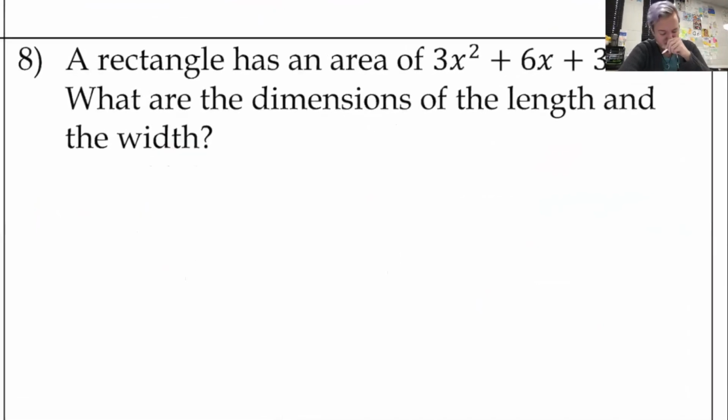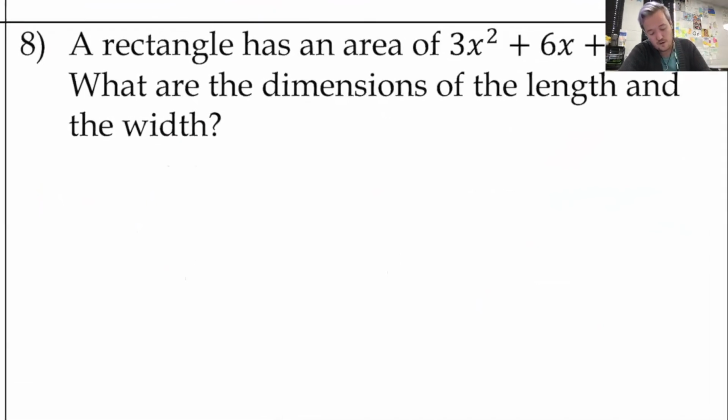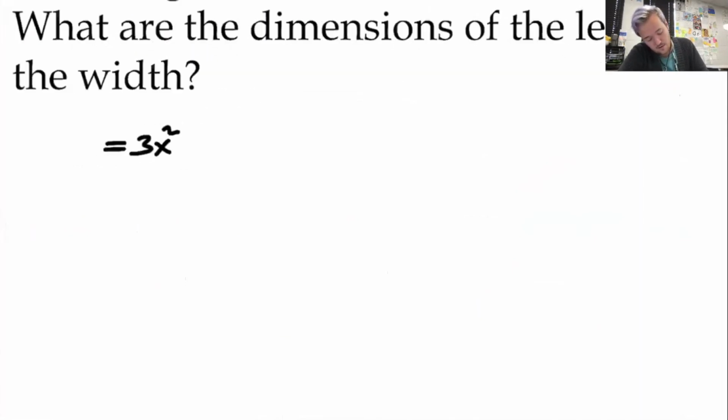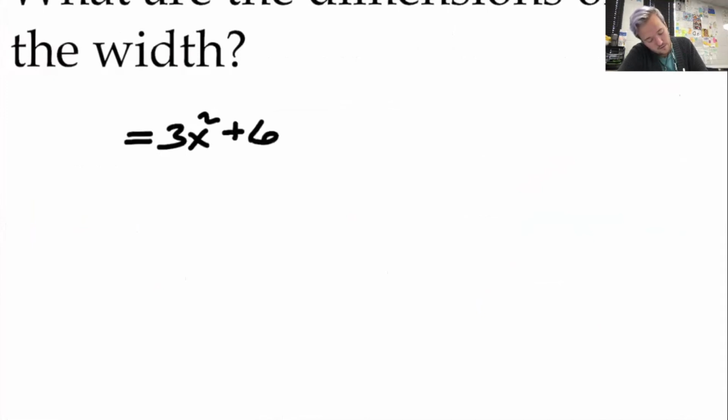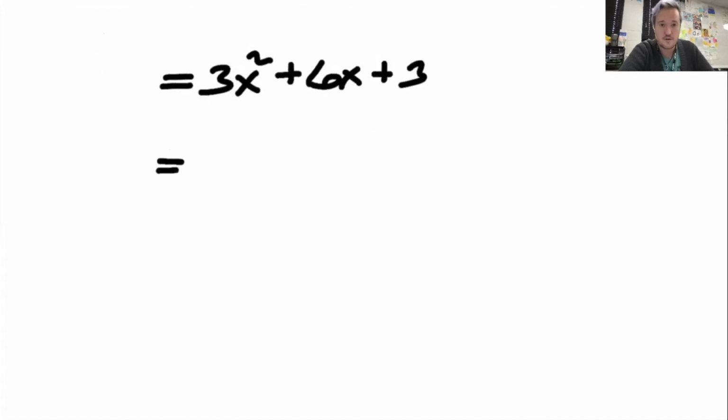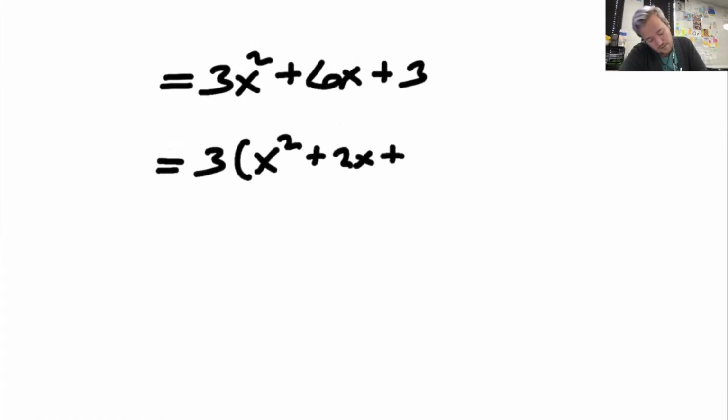It's really just the same idea. So I'm going to take 3x squared plus 6x plus 3, and you just want to solve it using grouping. If possible, take out a greatest common factor, which we can. So we can take out a 3. So x squared plus 2x plus 1.